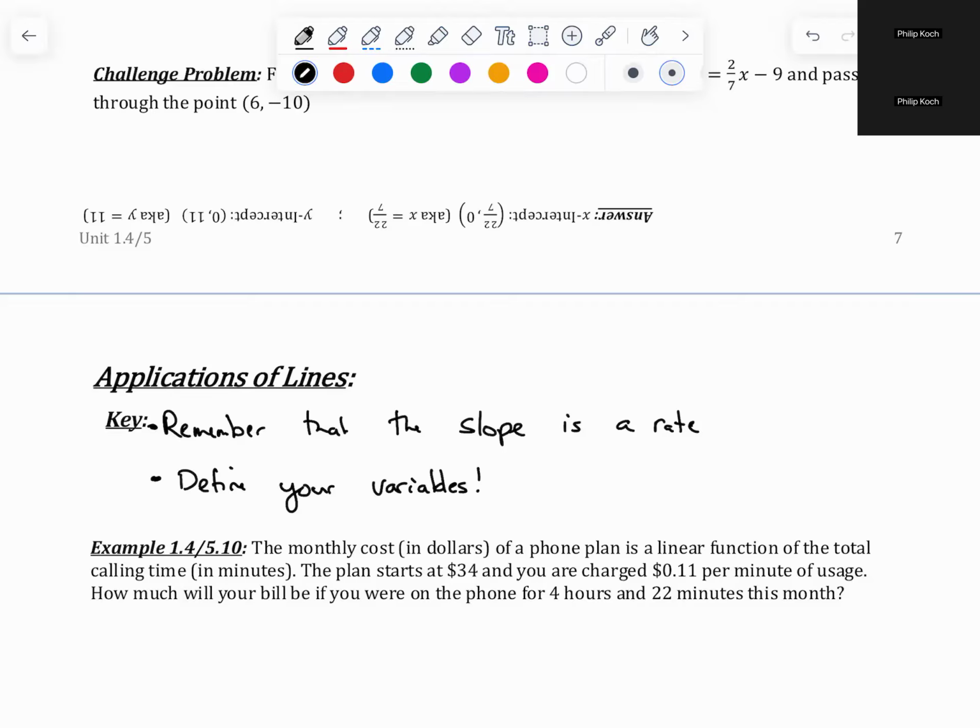So let's go through this first one first, and then we'll talk about what I mean by defining variables. The monthly cost in dollars of a phone plan is a linear function of the total call time.